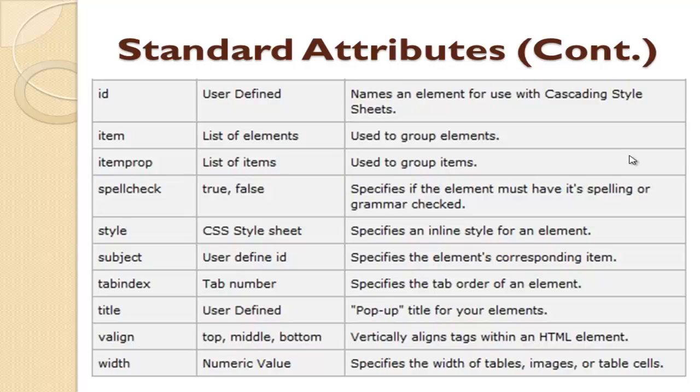Item has a list of elements used to group elements. Itemprop is also a list of items used to group items. See, there's a difference between item and itemprop. In item we have a list of elements which is used to group elements, but in itemprop we have a list of items, not of elements. Here we don't group elements, here we group items.